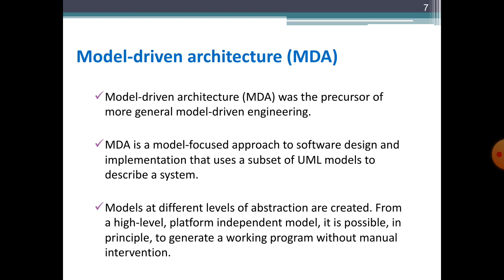So this model driven architecture has significant importance across top companies in the world as well. So students, these models at different levels of abstraction are actually created from a high level platform independent model. In principle, it is possible to generate a working program without manual intervention. There have been significant success stories reported by the Object Management Group on their web page. You can just go there, to their product success stories, and see the approach is used within large companies.